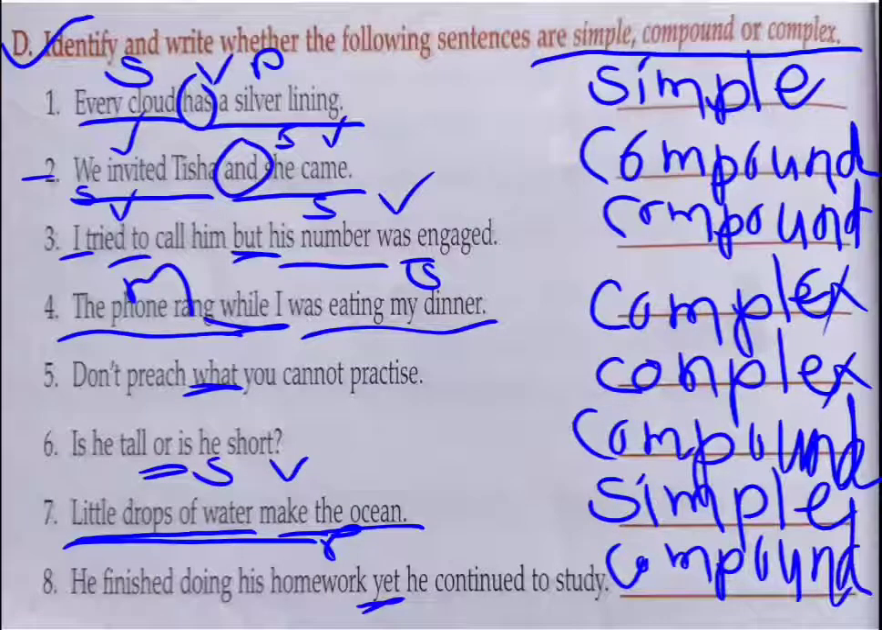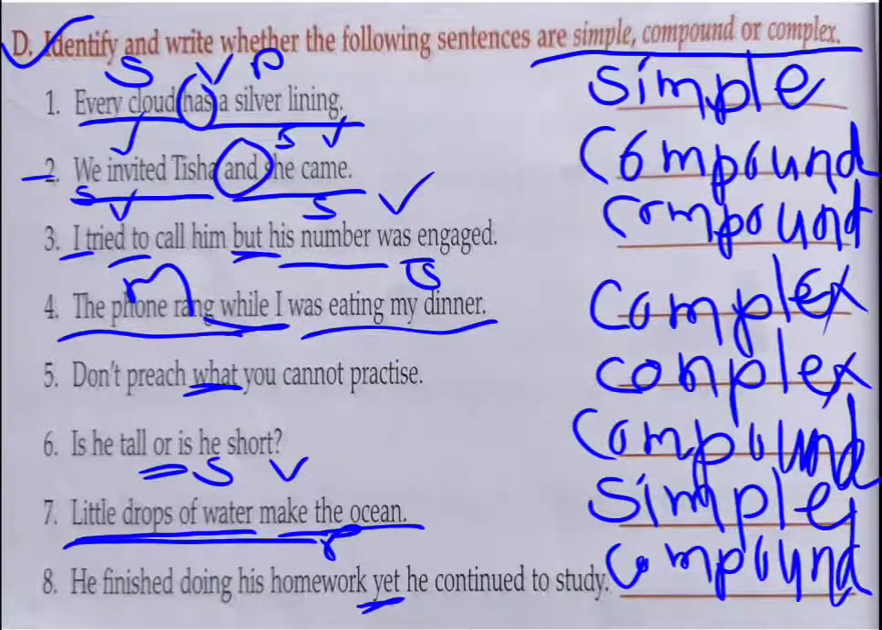Now students, another 6 sentences you have to do yourself. Try to identify the conjunctions and according to it, identify whether it is a simple, complex or compound sentence. In our next video, we'll learn the analysis of sentences: how to analyze, how to identify the main clause and subordinate clause. In a main clause, we have to identify subject and predicate. In a subordinate clause also, we have to identify subject and predicate.